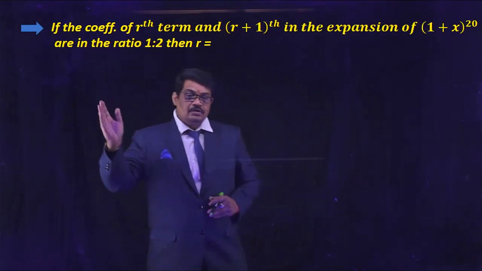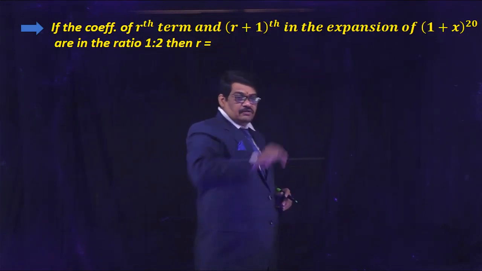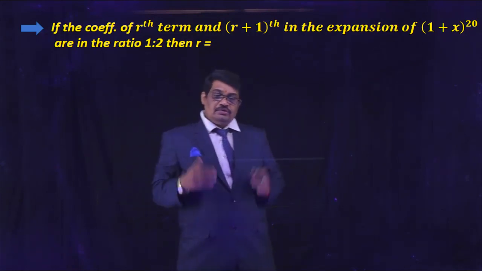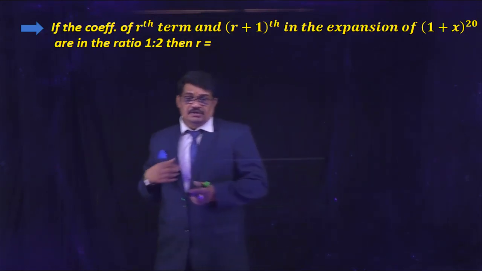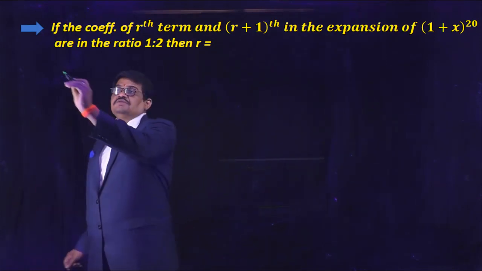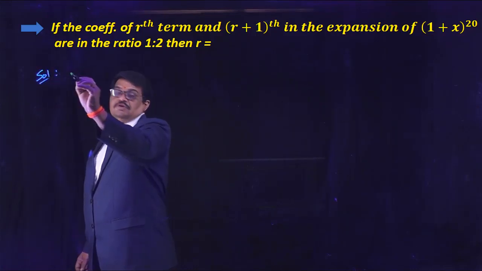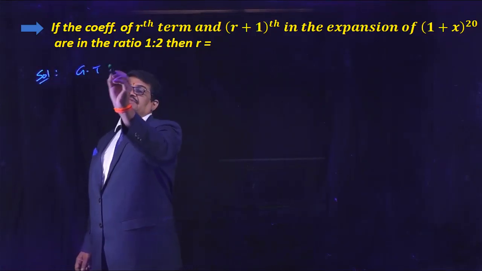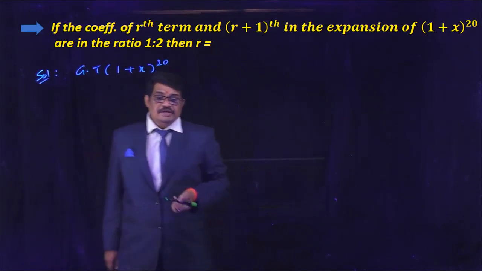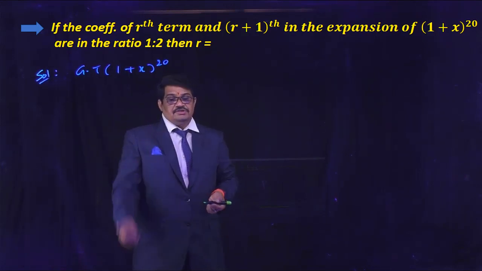If the quotients of the rth term and (r+1)th term in the expansion of (1+x) whole power 20 are in the ratio 1 is to 2, then what is the value of r? We have to find the value of r. See the solution. So what is the given expression? That is (1+x)^20. In that expansion, the rth term and (r+1)th term quotients are in the ratio 1 is to 2.